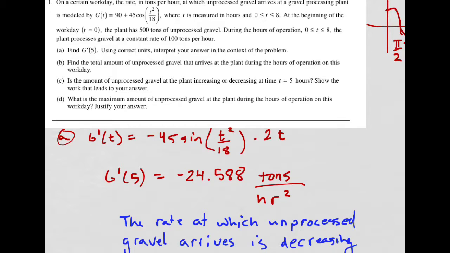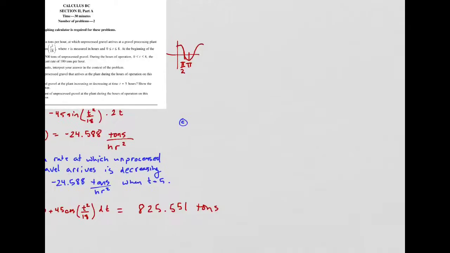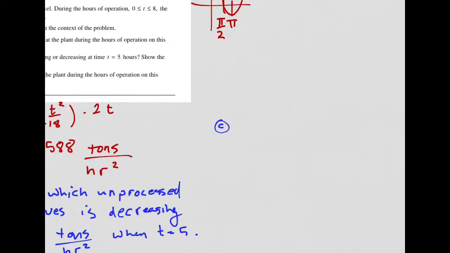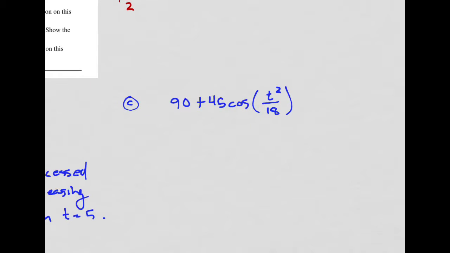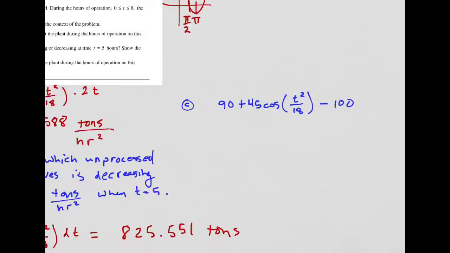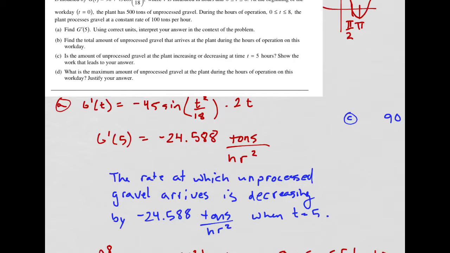So is the amount of unprocessed gravel at the plant increasing or decreasing at time t equals 5 hours? Show the work that leads to your answer. For part C, we have g of t, because that's the rate at which it arrives. So we can say 90 plus 45 cosine t squared minus 100, because it's a constant rate at which it's being processed. And it says, is the amount going to be increasing or decreasing?